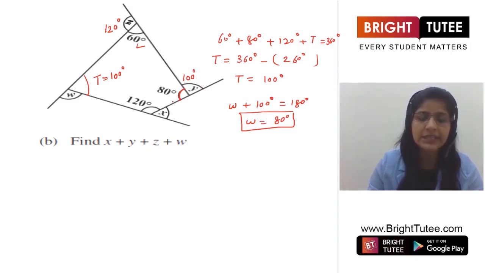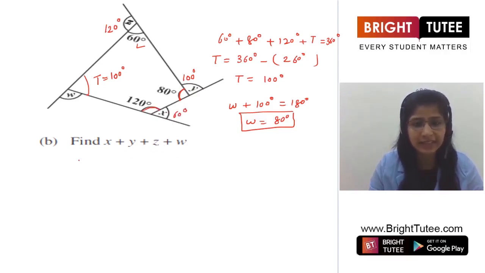Right, because the complete angle is a straight line angle of 180 degrees. Using the same property, we can find out x. If this portion is 120 degrees, this will be 60 degrees. Let us now add x, y, z and w.